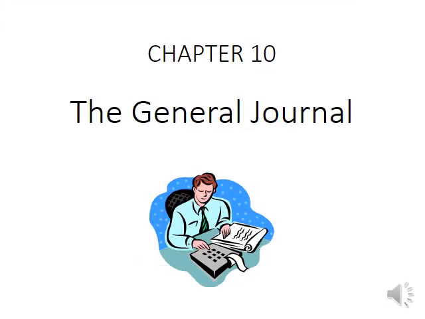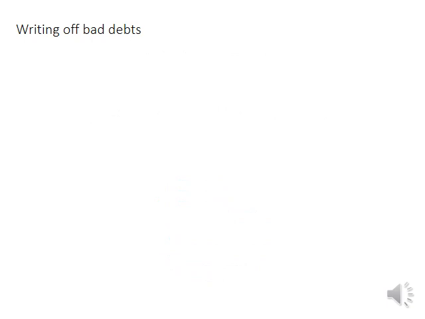Today we are going to look at more transactions that need to be recorded in the general journal. The first one would be the writing off of bad debts. It sometimes happens that the business cannot collect a debtor's debt.